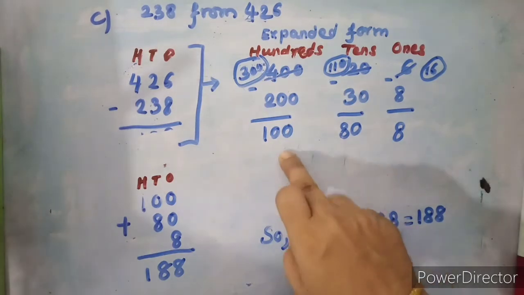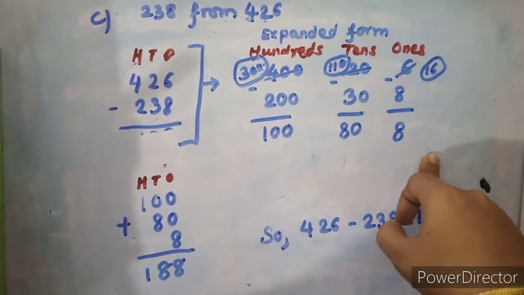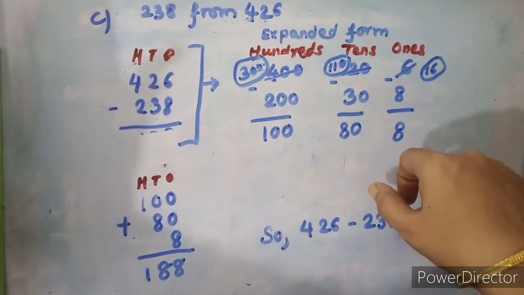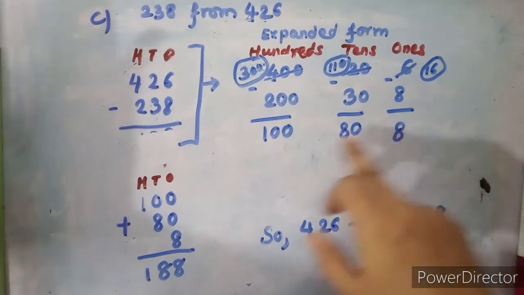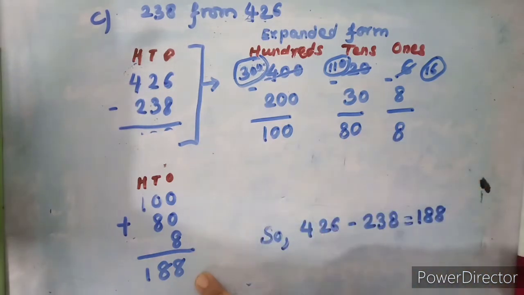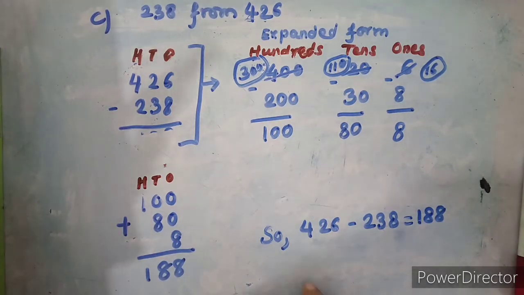Okay, so 100, 80 and 8, these are the differences which you got after subtracting your hundreds, tens and ones position. Then write this in a vertical way and add these three numbers. After addition of the three numbers, you get the sum as 188. Now you have to write the final answer.